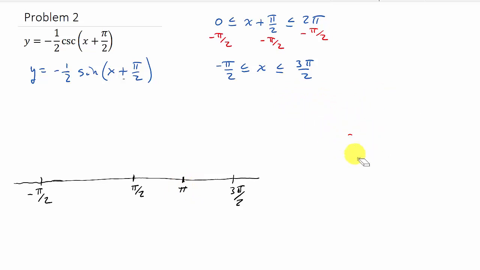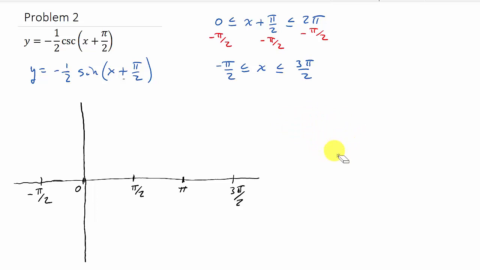And then I need the midpoint between negative pi over 2 and pi over 2, which hopefully you can see is 0, but let's just go ahead and work it out. Negative pi over 2 plus pi over 2 is 0, and then I have to half the 0, which gives me, of course, 0. So there's 0, and we know that this is the y-axis.